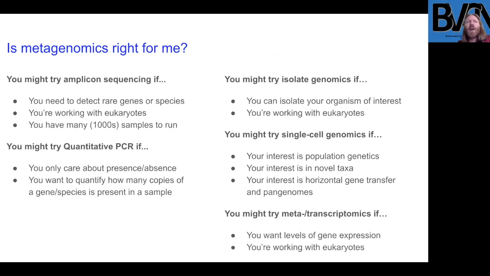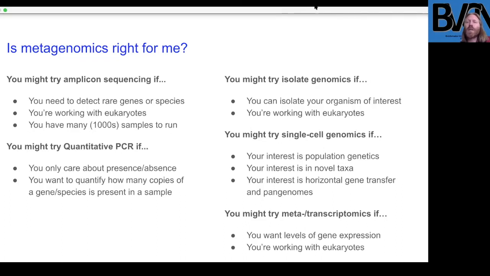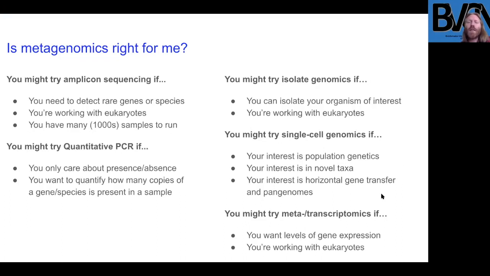So is metagenomics right for your question? There's a number of other techniques that are discussed in the BioVCN network, and you may look to them for answers in case these sound like things that you're doing. So if you need to detect rare genes or species, metagenomics might not be right for you unless you're very rich. If you have a primer that amplifies a gene of interest, it is probably much cheaper to go out and just do the PCR and look at the results than to try and sequence deep enough to detect it.